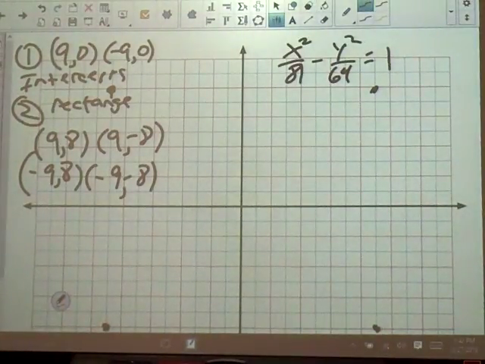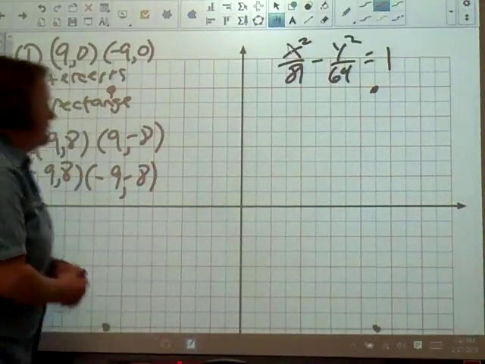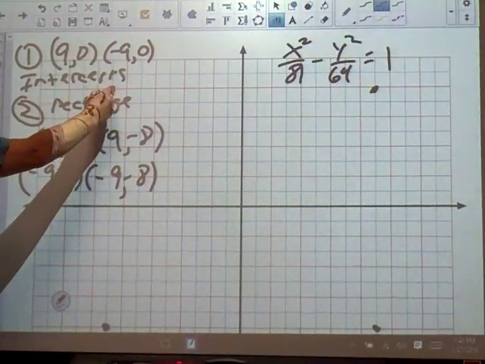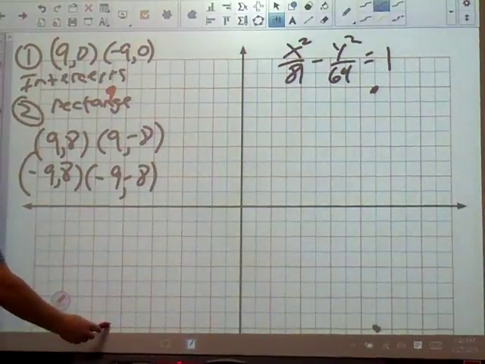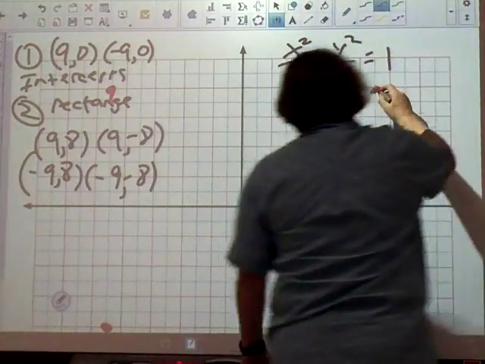All right, so step 1 was we found the intercepts. Step 2, let's choose a color, more red. Step 2 was the rectangle, and I just put the vertices of that rectangle, the corners.